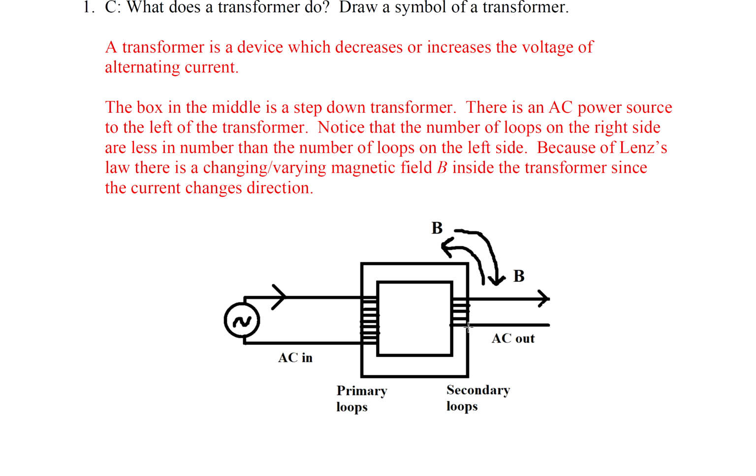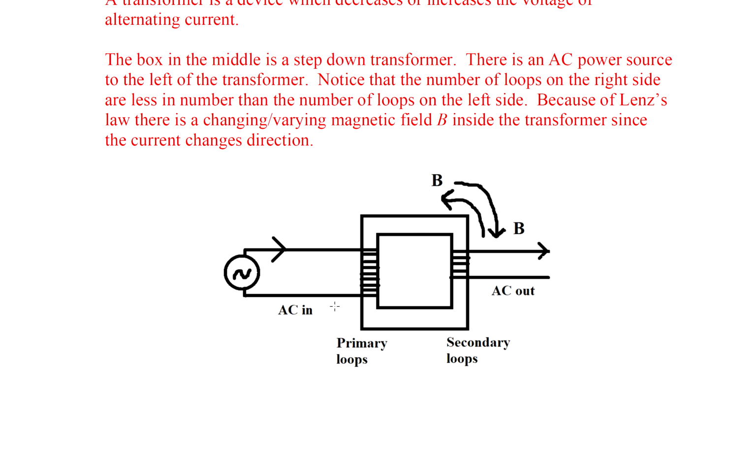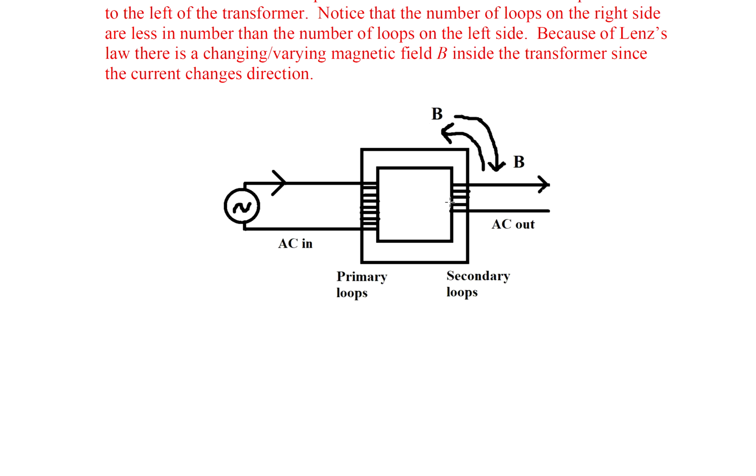and we're also going to get Lenz's law to produce an alternating current out. So you see we have AC in, alternating current in, AC out, alternating current out, primary loops on the left side and secondary loops on the right side. And this B here with the arrows is the changing magnetic field.